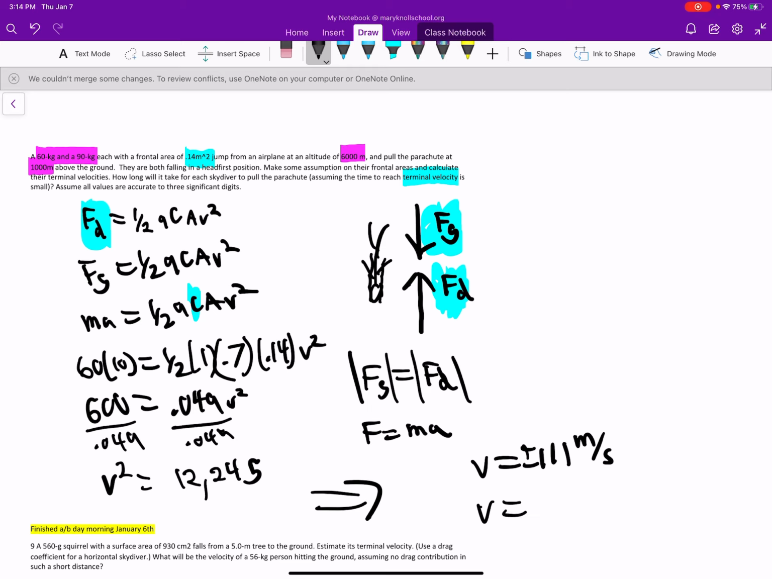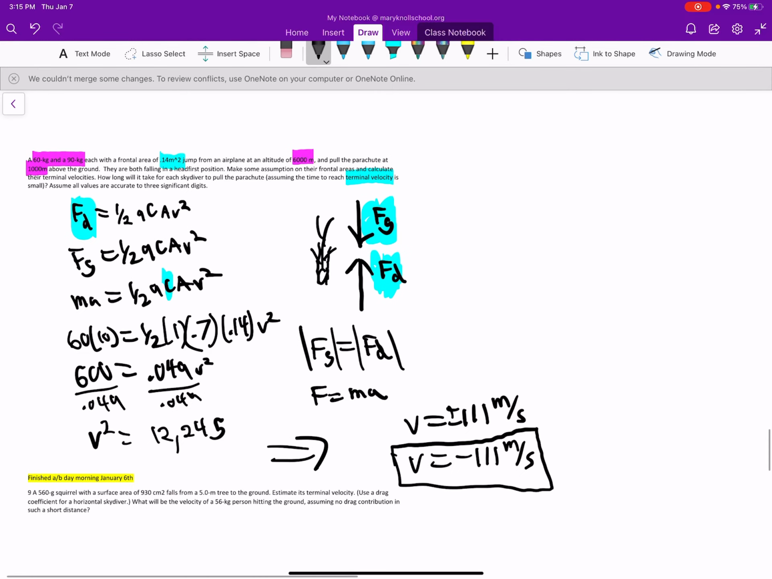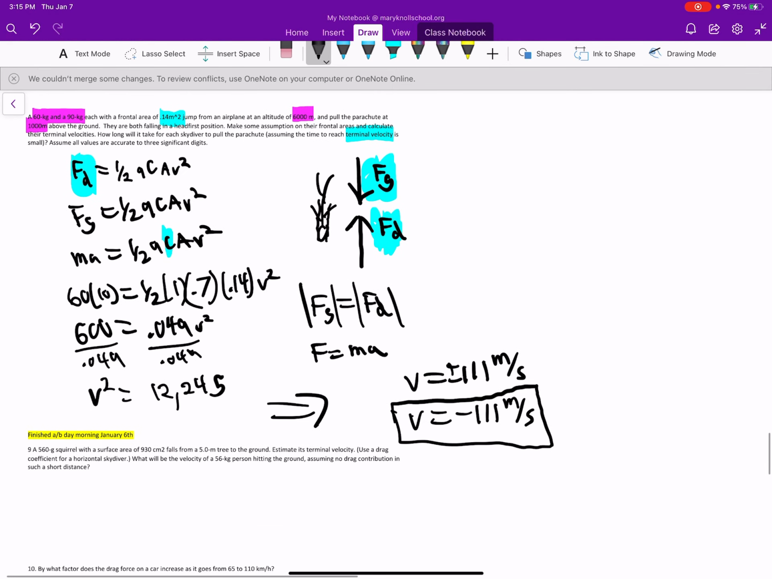Because this skydiver is definitely going downwards, so negative 111 meters per second. And there we go, that's our answer for the first one. But that's only halfway there. Okay, so now we're going to repeat this again for the 90.